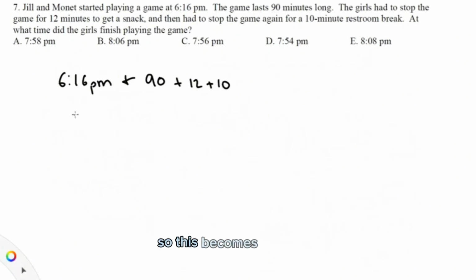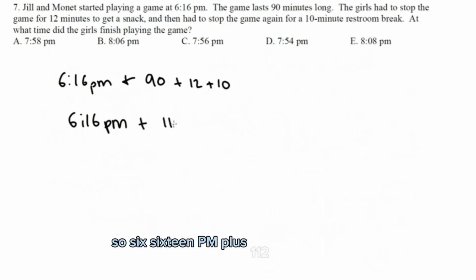So this becomes 6:16 p.m. plus 90 plus 12 plus 10. 90 plus 12 plus 10 is just 90 plus 22. 90 plus 22 is just 112. So 6:16 p.m. plus 112 minutes.